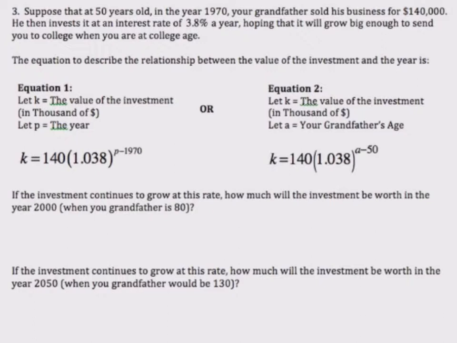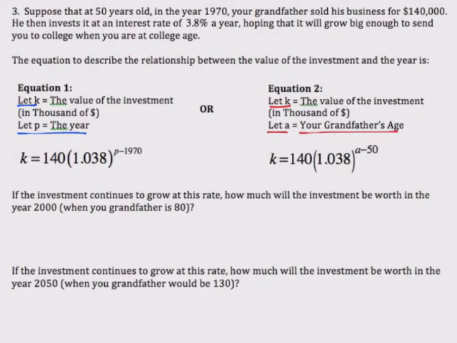In the first equation, we have the variable P representing the year. The variable K represents the value of the investment. In equation 2, we still have K. It also represents the value of the investment. But then we also have a variable A, which doesn't represent the year. It represents your grandfather's age.